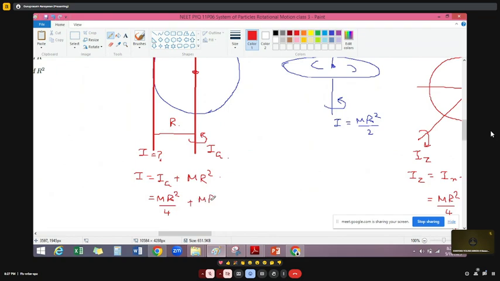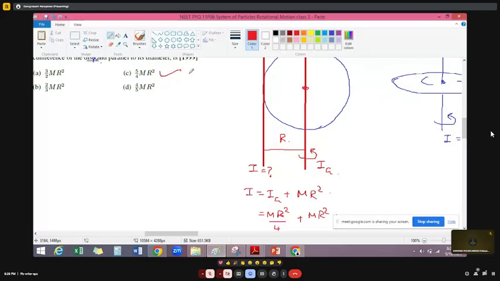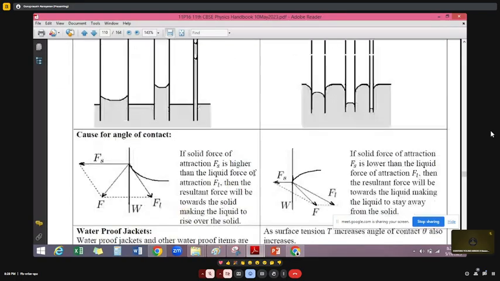Plus mr squared. So take mr squared commonly out. So 1 by 4 plus 1 will give me 5 by 4, right? So 5 by 4 mr squared. Anybody not following, go back and study this as I told you.